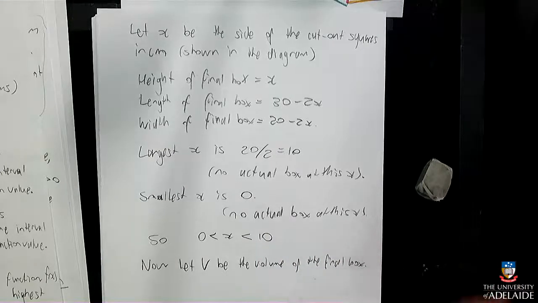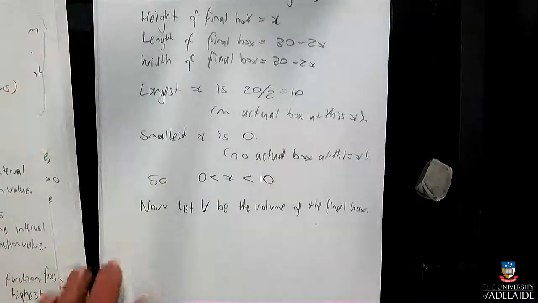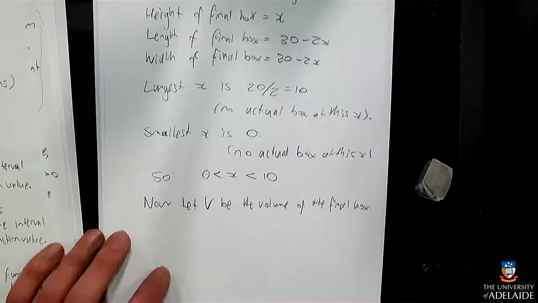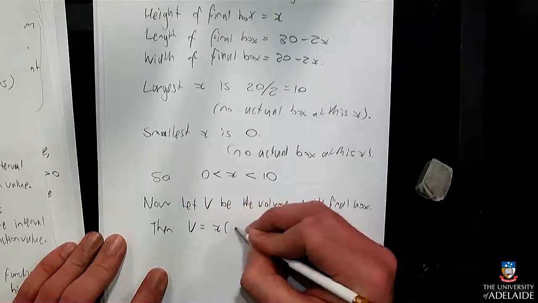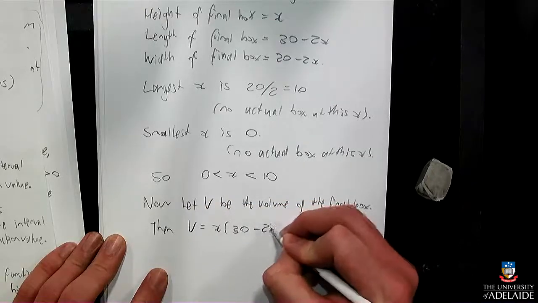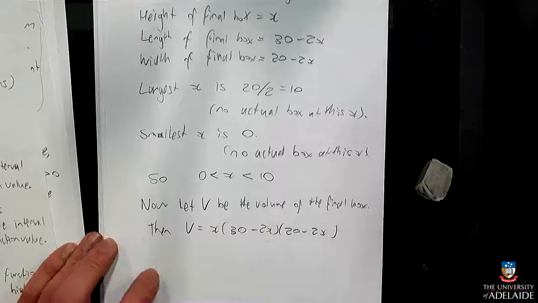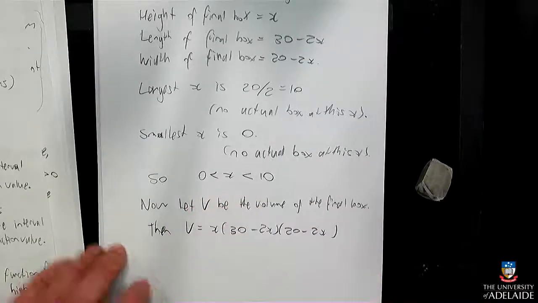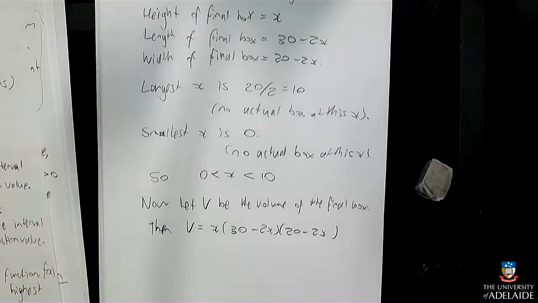Because if I'm going to use a letter, I have to tell them what it is, and giving a letter to that is going to make it easier for me to do my calculations. Let V be the volume of the final box, and then V is going to be the height times the length times the width. You'll notice I didn't say L, W, and H because the reader doesn't know what L, W, and H are, but they do know what the words height, length, and width mean. So it's just quicker to say them in words.